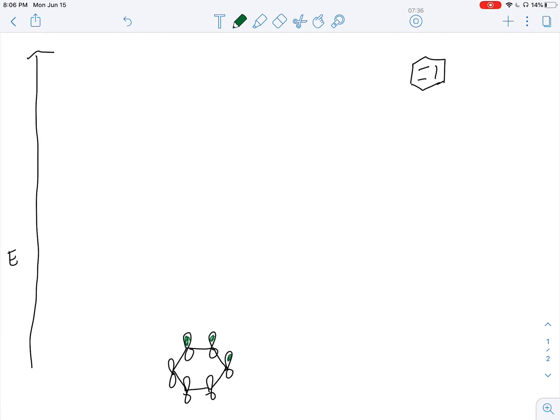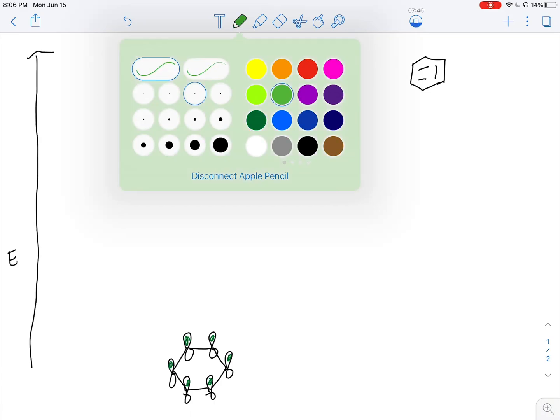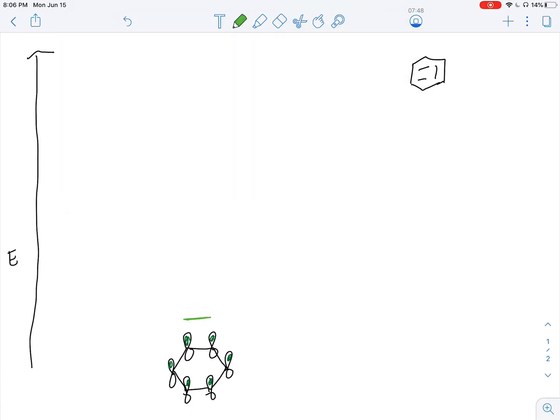So here we go. All right, there we go. So in this case, this is our lowest in energy orbital. So we can draw this out here. I'm going to use a little lighter green for this. Right? So there we go, our lowest energy level. Notice there are no nodes here, right? So no nodes in this lowest energy level, right? They all overlap perfectly.